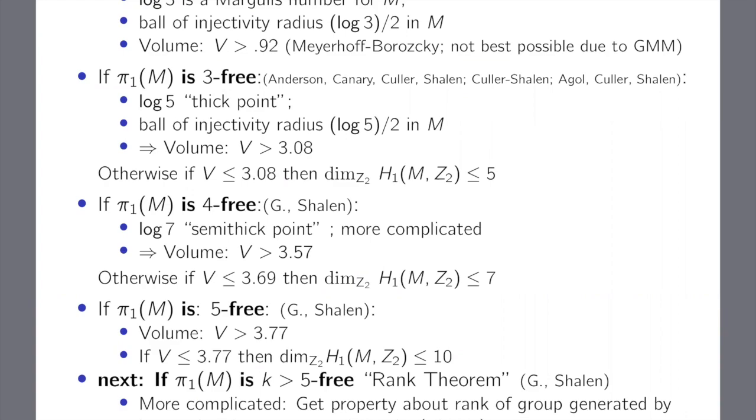But the moral of the story is that we're able then to do something about volume. If π₁ of M is 3-free, then we're able to get a lower bound on volume. Otherwise, we're able to say something, let's say in the case you see here for 3-free, 4-free, and 5-free, that if the volume is smaller than something, then the homology groups are abelian and they're vector spaces. The dimension of the first homology group with Z2 coefficients of them is less than or equal to something.